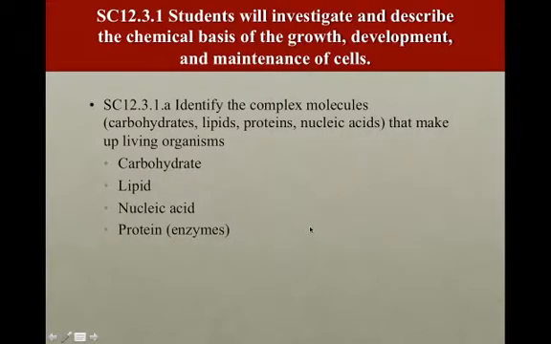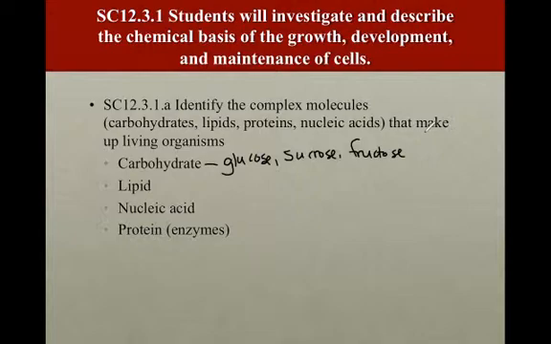12.3.1. Students investigate and describe the chemical basis of growth, development, and maintenance of cells. So in order to do this, be able to identify the complex molecules, carbohydrates, proteins, lipids, nucleic acids that make up living organisms. So carbohydrates, can you give me an example of a carbohydrate? Yeah. Sugar, which is glucose. And then sucrose, fructose, all those good.